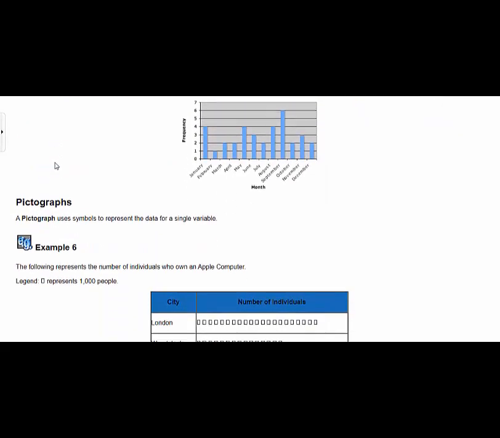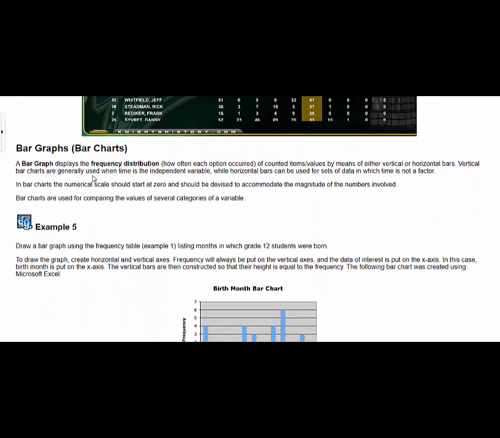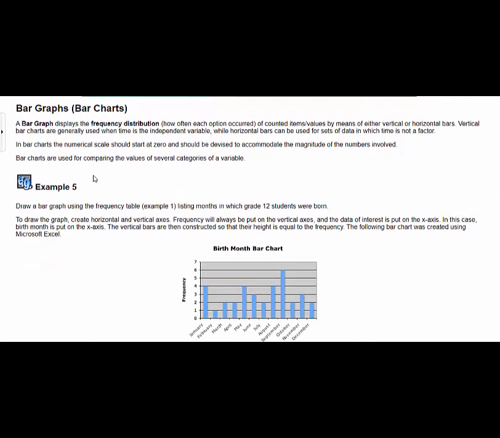Last couple here, what do we got left? A few more, I guess. Bar charts, bar graphs, probably nothing I need to say too much about this. Bar graphs are just the frequency distribution, so it just shows how often various values came up, or various options came up. I don't think there's anything that needs to be discussed there really.